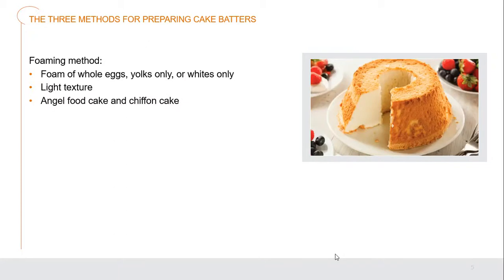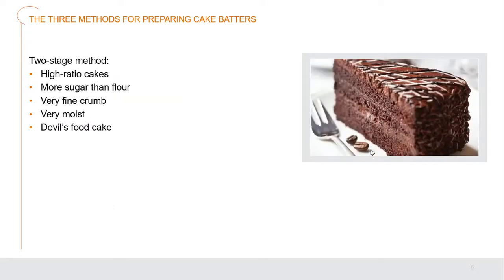With foaming methods, like I mentioned, and as you can see over here, this is an angel food cake. With a foaming method, you take the whole eggs, the egg yolks or the egg whites only, and you beat those until they get to a full, firm peak, so that they have a very light texture. They're very aerated. Angel food cake and chiffon cake are perfect examples of a foaming method cake.